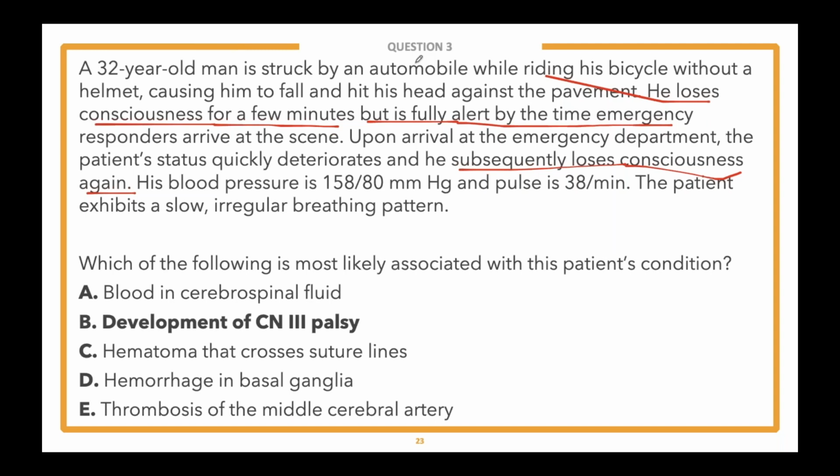Most basal ganglia hemorrhages are also non-traumatic, so that should help us rule out answer choice D. And they actually happen due to rupture of the Charcot-Bouchard microaneurysms of the deep penetrating vessels of the MCA, also known as the lenticulostriate vessels. And individuals with chronic hypertension are most susceptible to this type of hemorrhage.